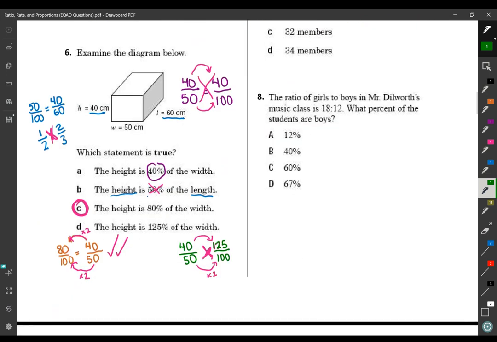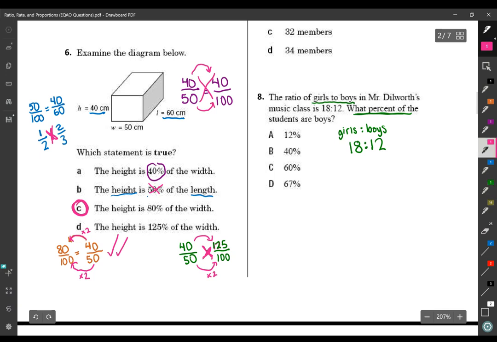Okay. The ratio of boys to girls in Mr. Dilworth's music class is 18 to 12. What percentage of the students are boys? Okay, so we have to follow the order of the words: girls to boys. And it says we have a ratio of 18 to 12. Well, in order to find the percent of the students that are boys, we need to know how many students in total there are.